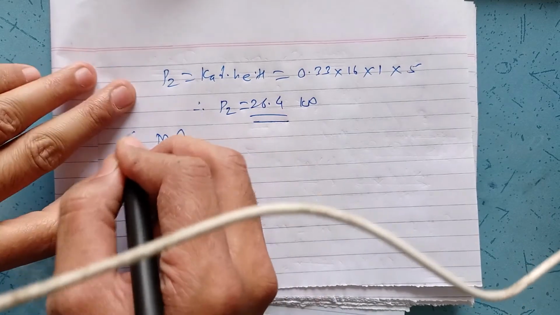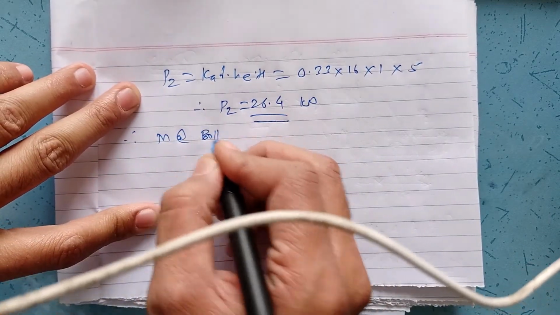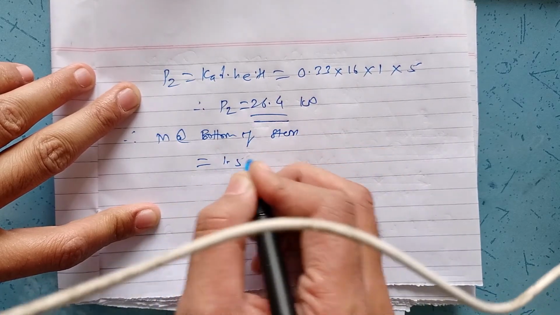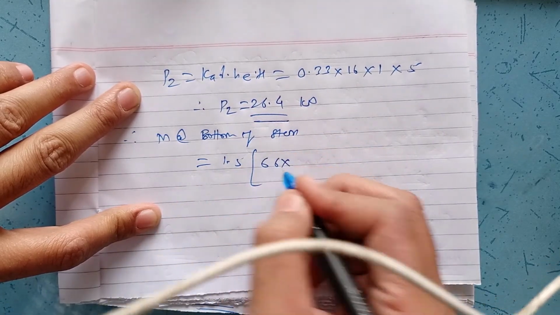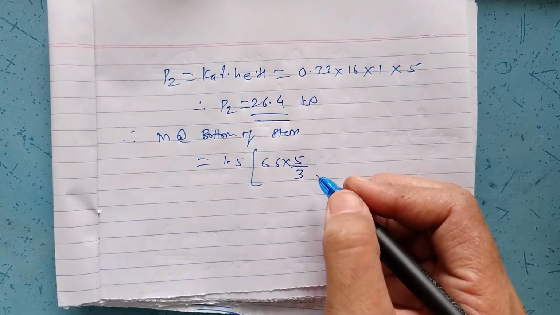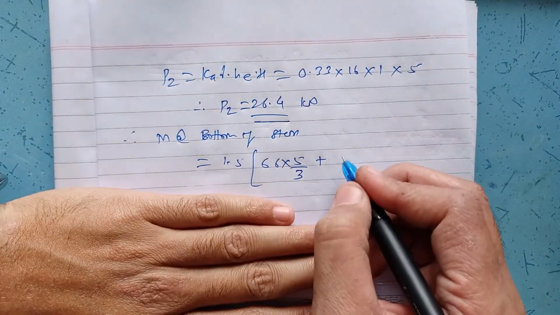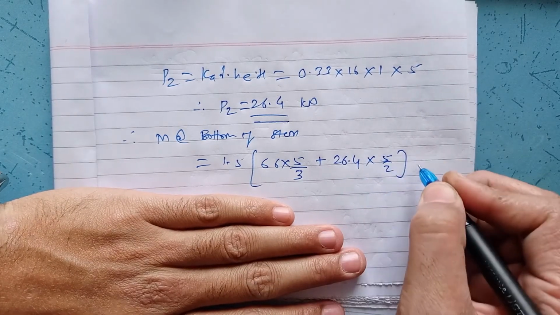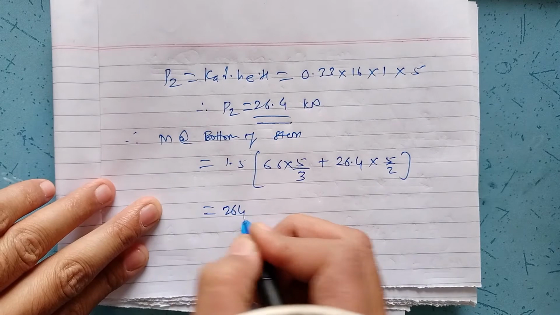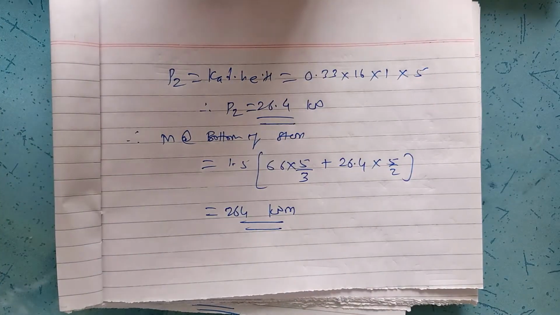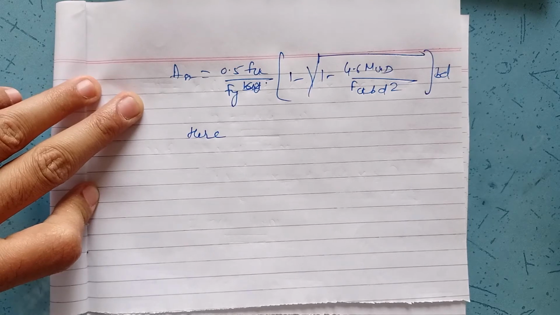Hence the moment about the bottom of the stem is equal to 1.5 times P1, 66, into Cg, that is 5 by 3, plus P2 into h by 2. P2 we have calculated as 26.4, h by 2 will be 5 by 2, and that comes to 264 kilonewton meter. Now we have calculated the moment.